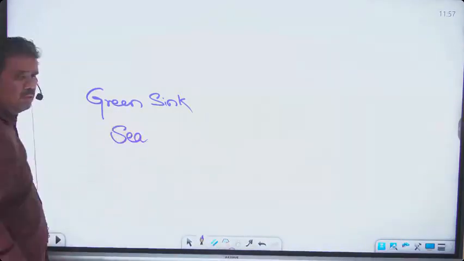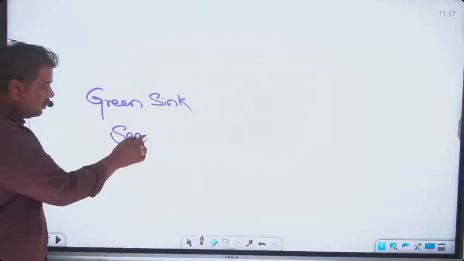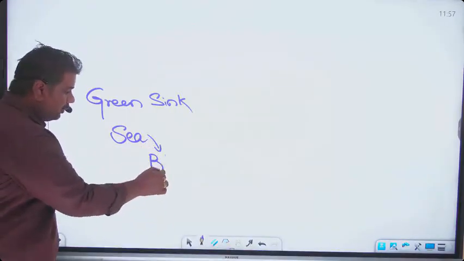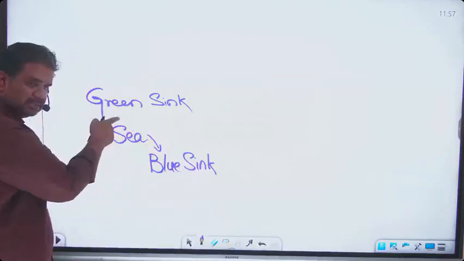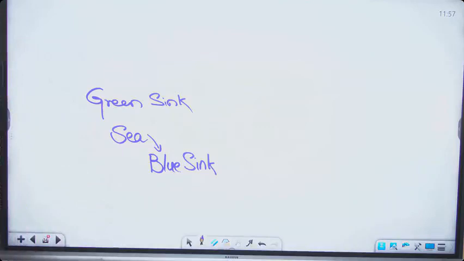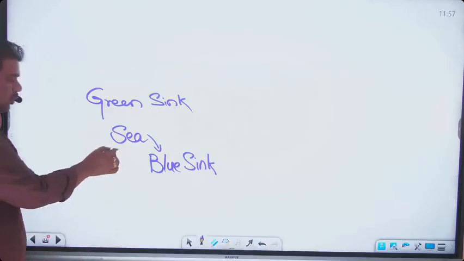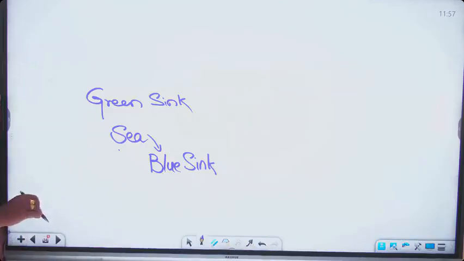By seawater also. That is the reason why seas and oceans are considered to be the blue sink. Forest is considered to be a green sink, and sea or ocean water is considered to be the blue sink. It indicates that seawater is also acidic to a certain extent, because it is absorbing carbon dioxide. But the quantity of seawater is very, very high. That is the reason why the acidic nature becomes negligible.